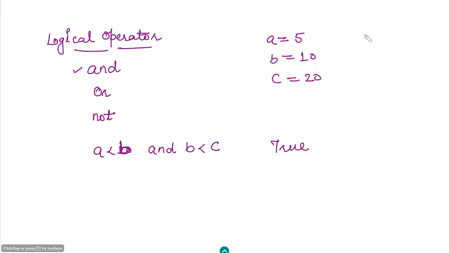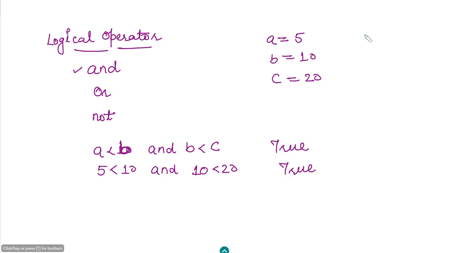A is less than B, right? A is what? 5. 5 is less than 10. Yes, the first condition is correct. And the operator will check the next condition. B is 10 and C is 20. Then the second condition is also true. Then it will return true. If any one condition is incorrect, then it will return false.